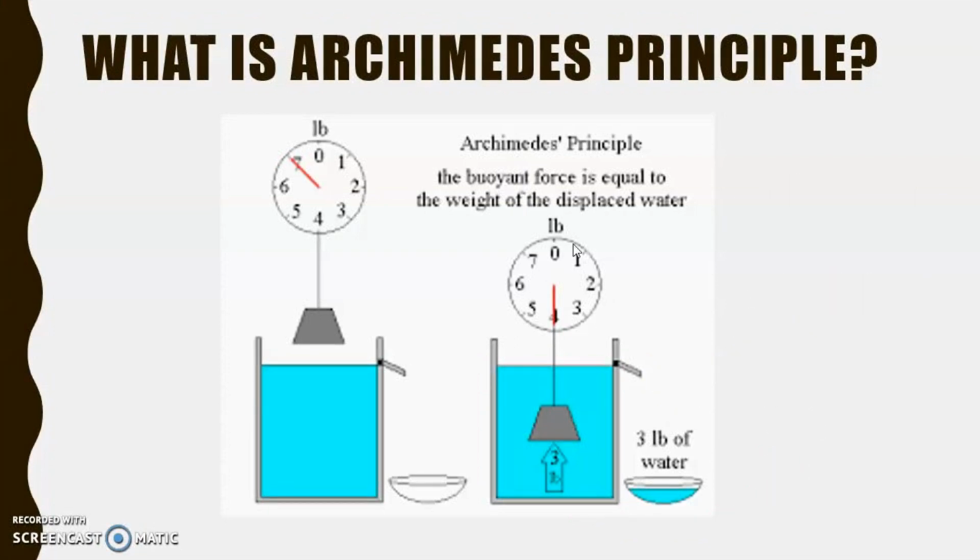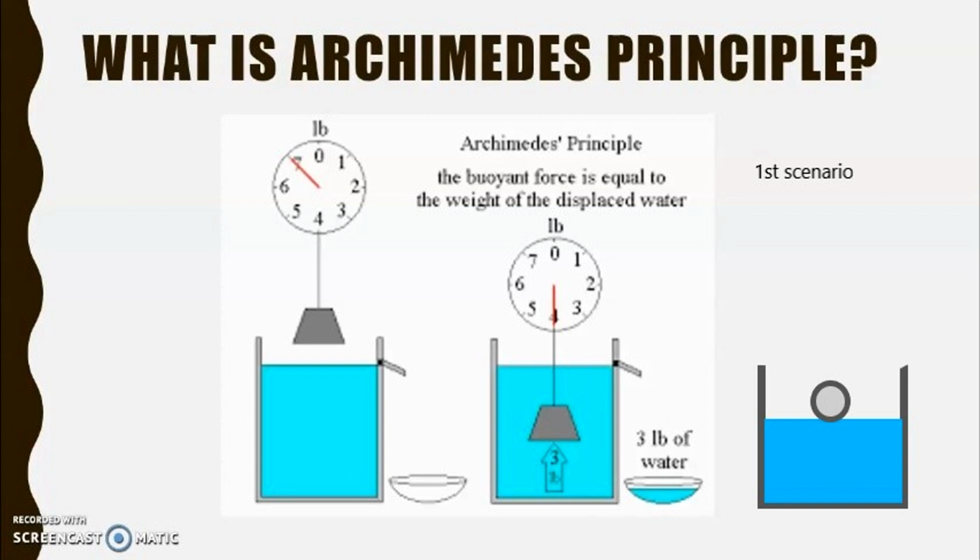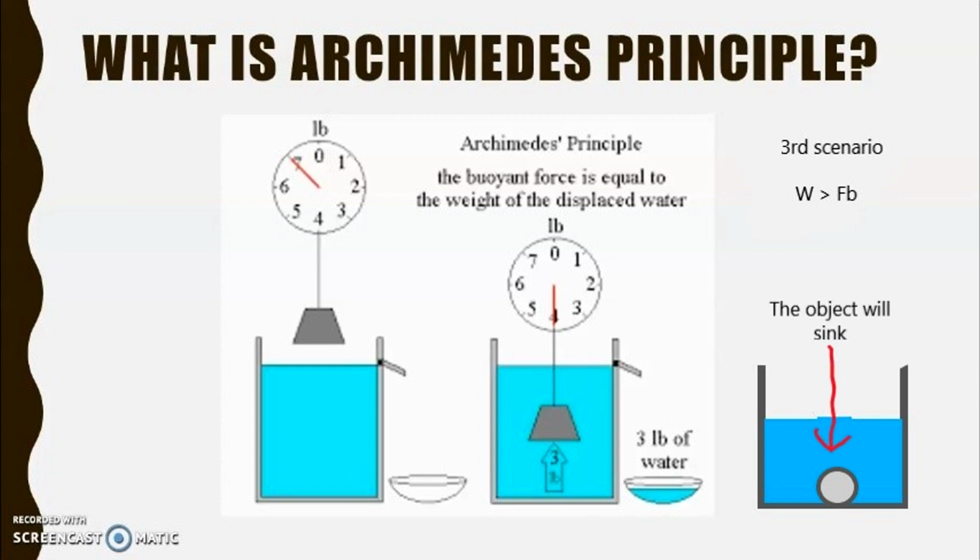So for another example, there are three different scenarios here. For the next part, it will happen when the buoyant force has a greater value than the weight of the displaced water. When that happens, the object will float on top of the water. And the third scenario is when the weight of the displaced water is greater than the buoyant force. So the object will sink at the bottom of the container inside the water.